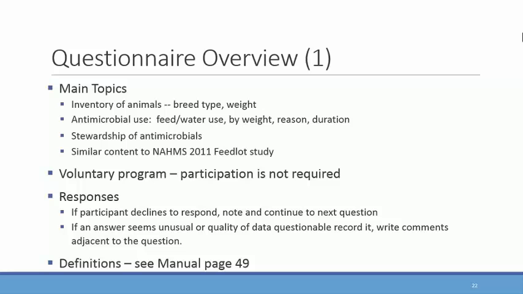And as I said before, on page 49 of the manual, there is a list of definitions. I highly recommend that you read through some of those definitions because there are definitions of things such as growth promotion antibiotics, disease prevention, disease control, disease treatment, and these might be important for a producer to understand why you're standing there speaking with them.